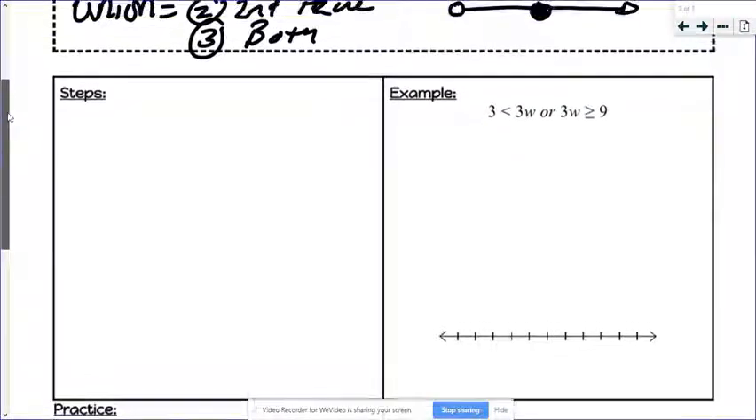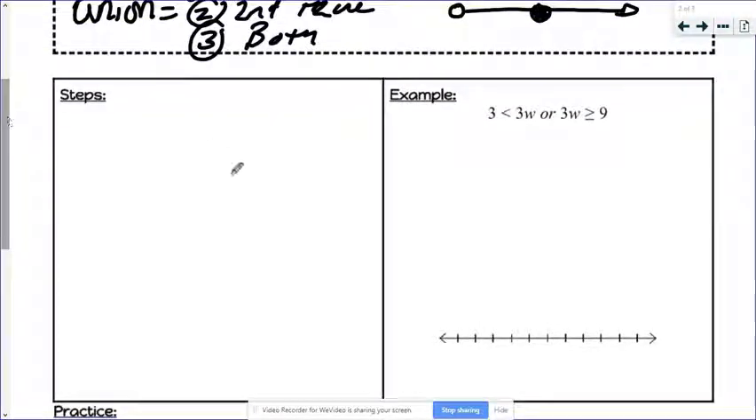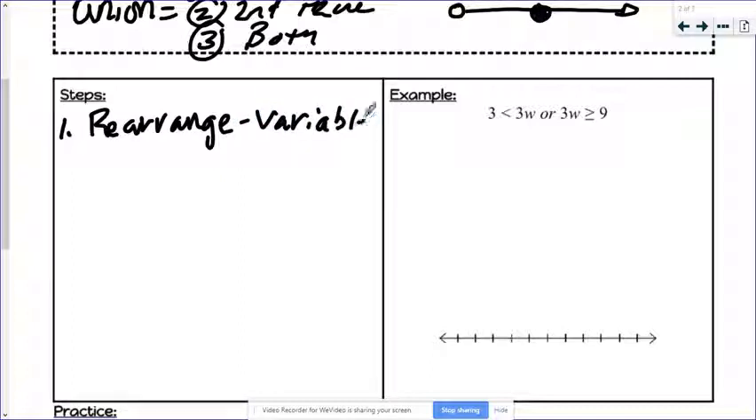So my steps are going to be pretty much the same. They're already split into two separate inequalities, so I'm never going to have to do that with ORs. First thing is make sure you rearrange so that your variables are on the left, like we did on the other side, and like we did the last several days. Remember that this rule doesn't apply if you have variables on both sides of your equation.